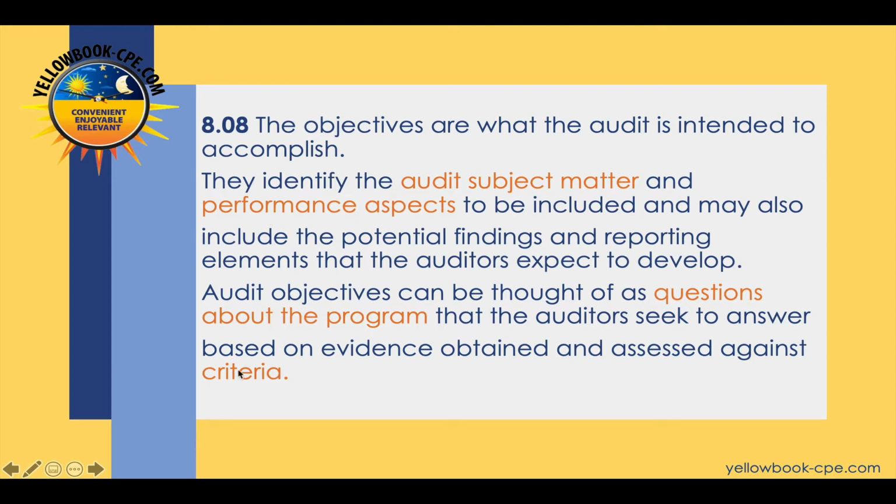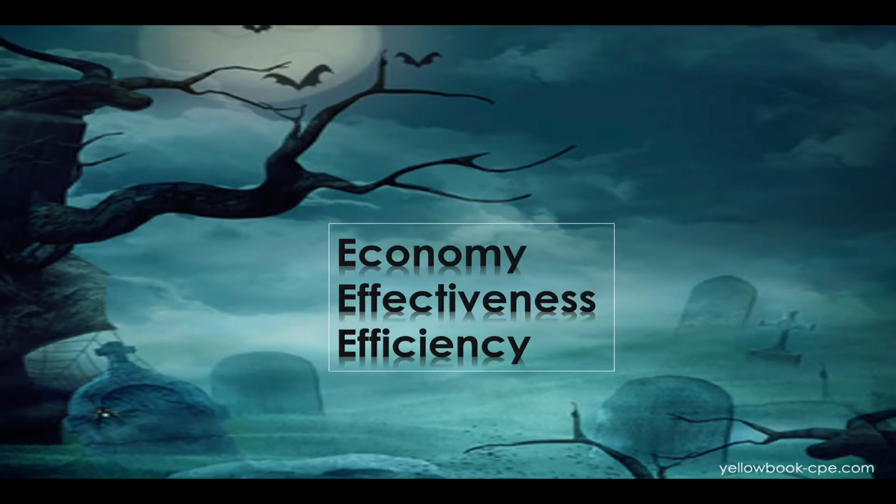Performance aspect is not the same thing as a criteria. The criteria is a law, regulation, contract, grant, agreement. Something solid from an authoritative body or document that both you and the client agree is authoritative. Getting the client to agree that what they're doing is not economical or effective or efficient is going to be a lot harder than saying they don't comply with the law or meet a certain standard.